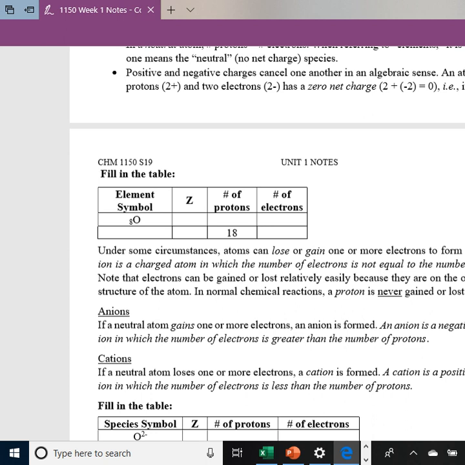So we can fill in this table. We know that the element we're talking about is oxygen, which has a Z of 8. It's written here anyway, and we can look on the periodic table to confirm that, which means that there are 8 protons. Now, because this is neutral, the number of protons will equal the number of electrons. So I'm just going to make a little asterisk. Only if neutral can you make the assumption that the number of protons is equal to the number of electrons.